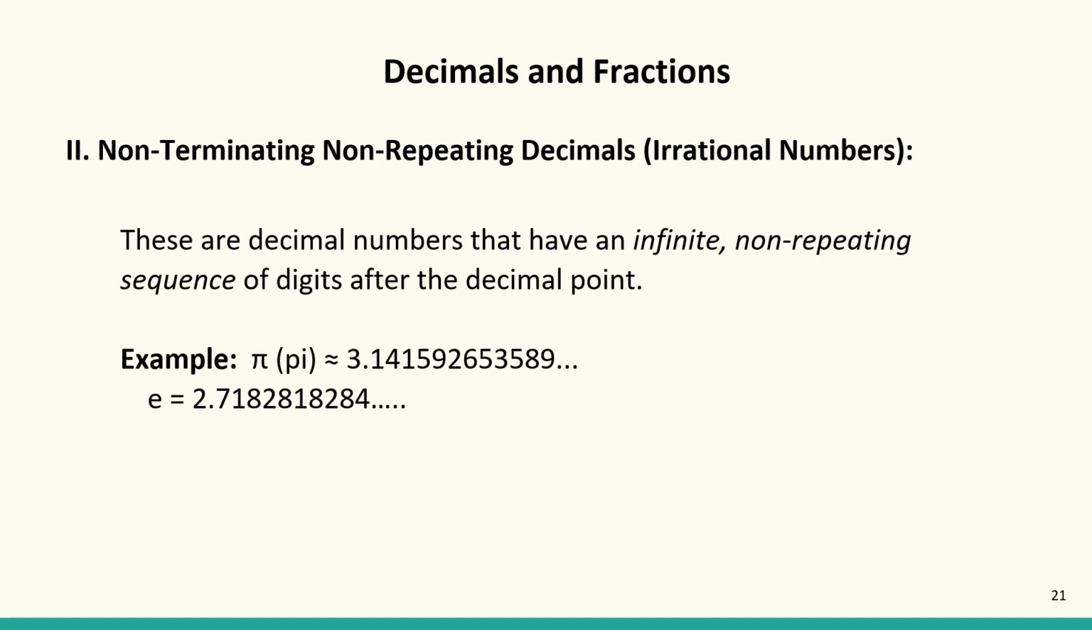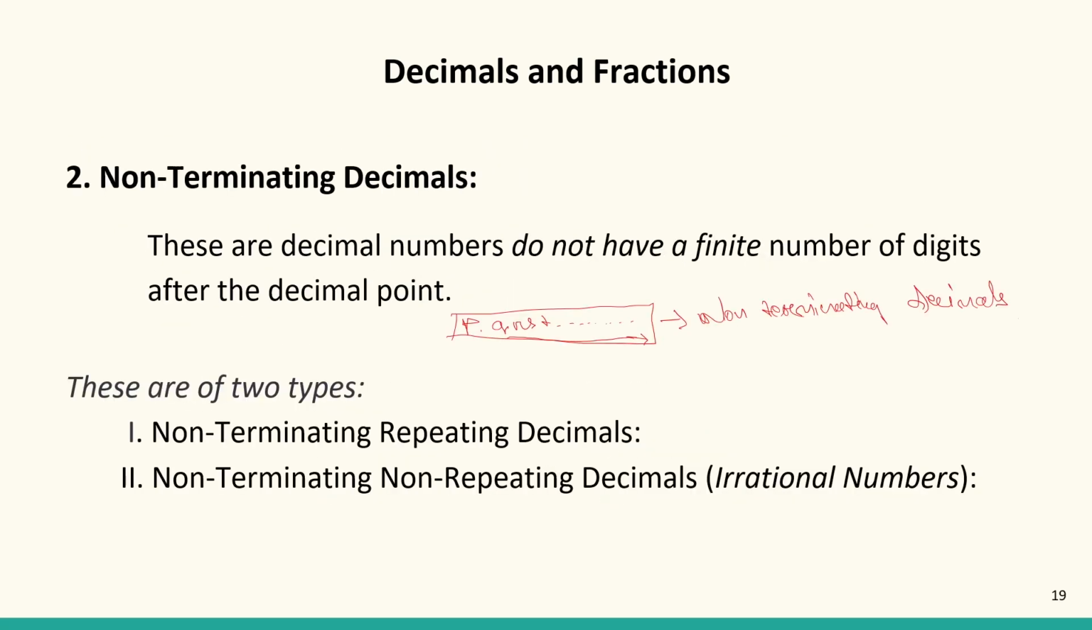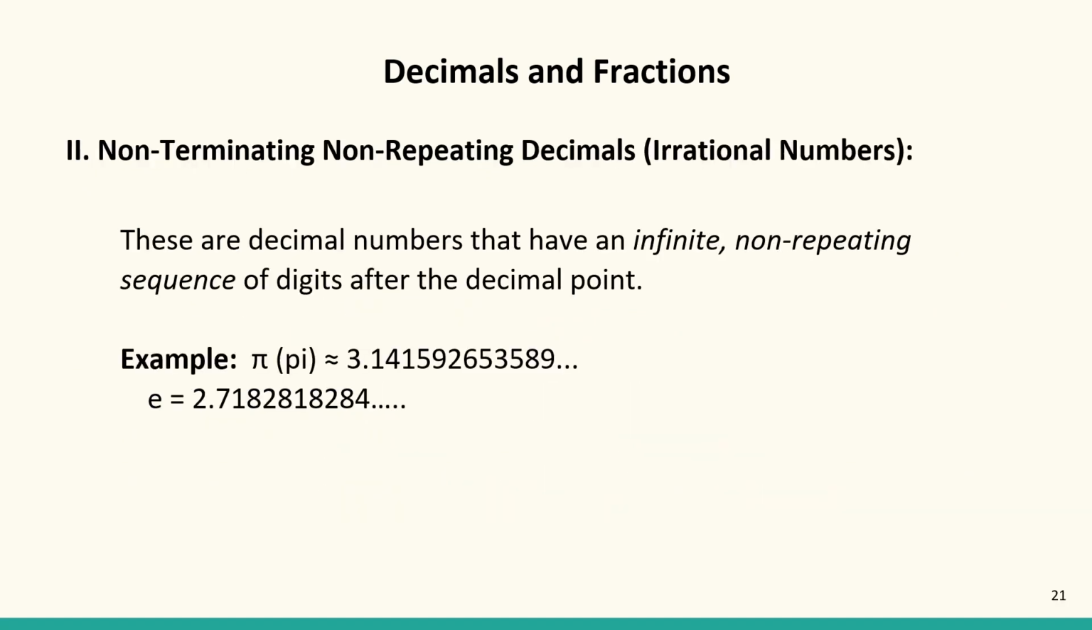So let's see the second type of non-terminating decimals. The second type of non-terminating decimals is non-terminating non-repeating decimals, that are called irrational numbers. So these are decimal numbers that have an infinite non-repeating sequence, so you can't find a pattern right here. For example you can see here you can't really find a pattern. Are you seeing 1 4 being repeated anywhere? No, right? Or 1 5, nothing, right?